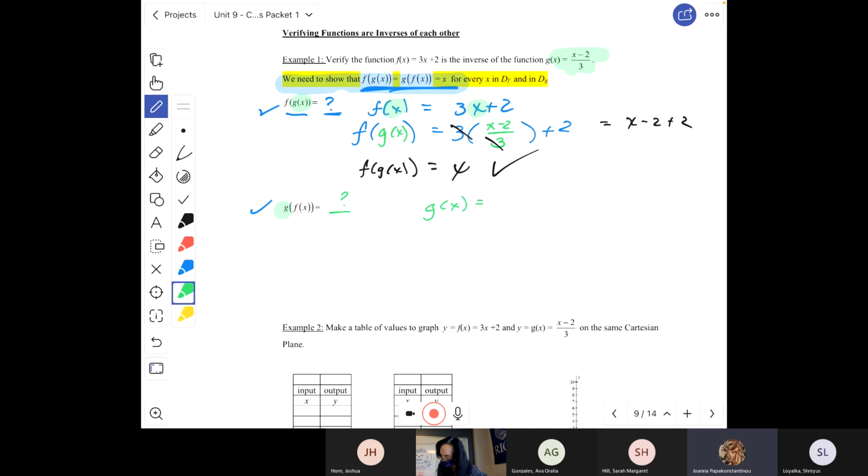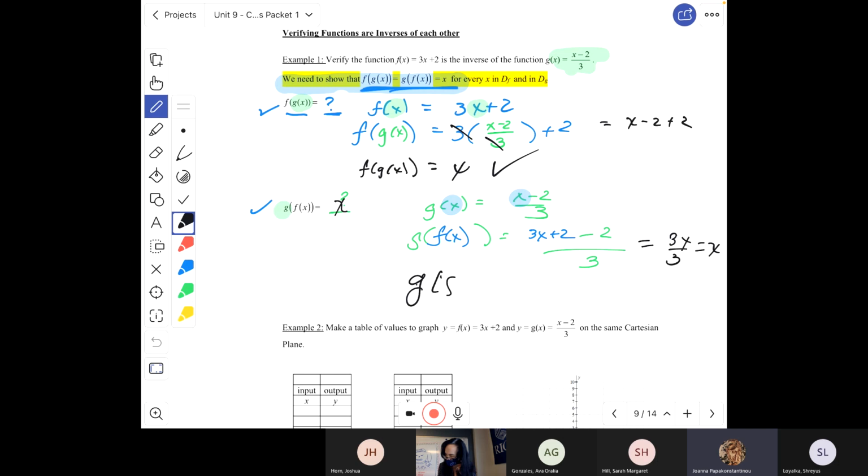With g of x, everywhere I see an input, I'm going to substitute it with f. So I have g of f of x. F of x is 3x plus 2. So then if I simplify that, what do I get? Oh, look. So g of f of x equals x.